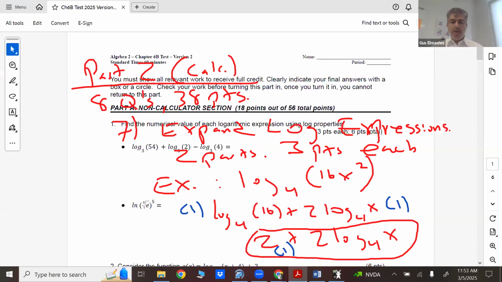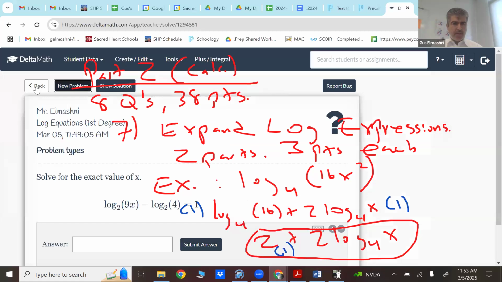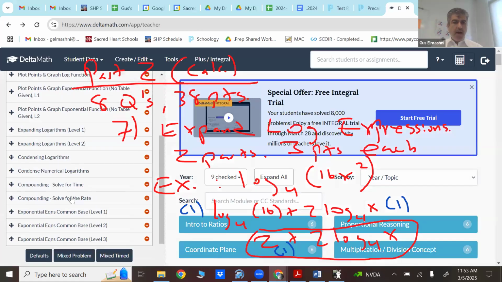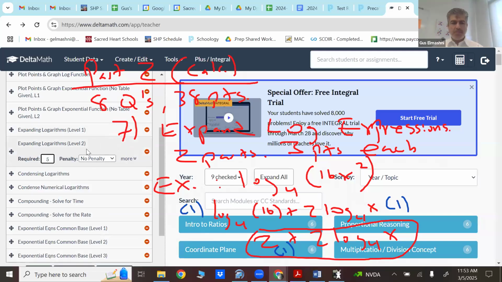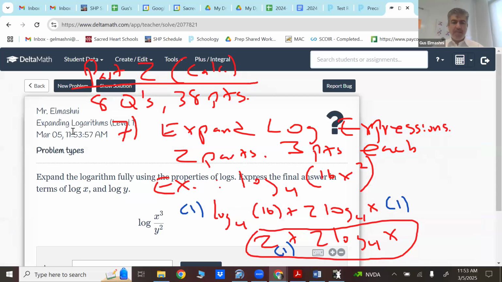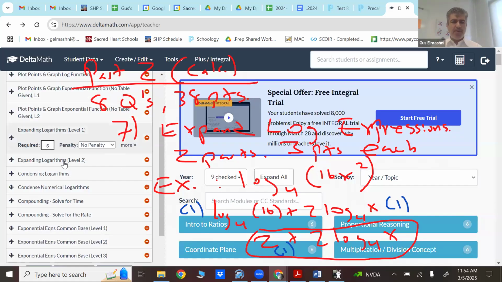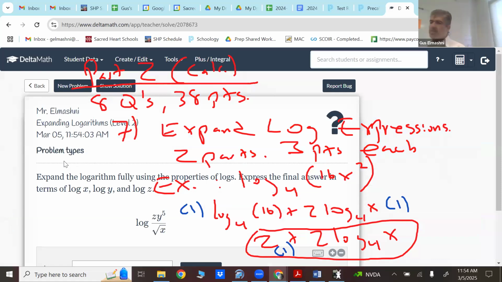And by the way, if you go to Delta Math, I actually put 2 different expanding logs. One kind of hard, one kind of easy. I think they're all easy. Something like this is pretty easy. The one that's a little harder just has a little bit more going on. So yeah. Do you want to try it right now?